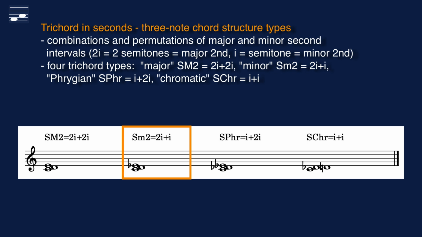When stacking a major plus a minor second, we obtain the minor trichord in seconds. Reverse the stacking order and you'll get another minor mode flavored trichord in seconds, which I've labeled Phrygian. The 4th and last trichord type in seconds is the chromatic set. All trichord types are shown on root C. I've not included augmented second intervals in my set as these are enharmonically equivalent to minor thirds.